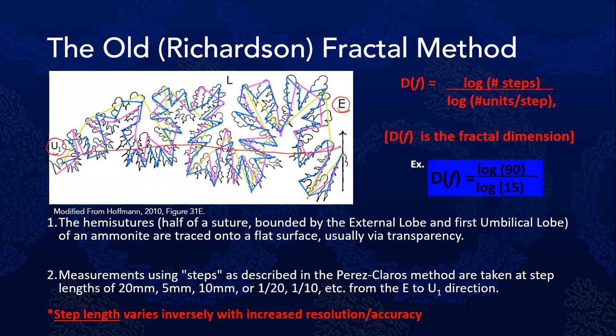of the hemisuture length. So to calculate my fractal dimension using the blue lines, we would say the fractal dimension equals the log of the number of steps, which is 90, over the log of the number of units in the step, which is 15. And this answer would come out to 1.662 rounded to 3 decimal places.